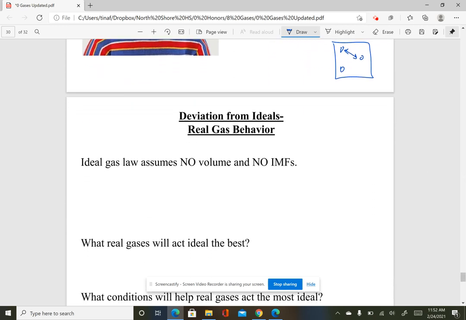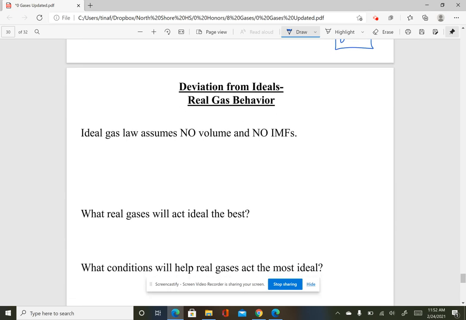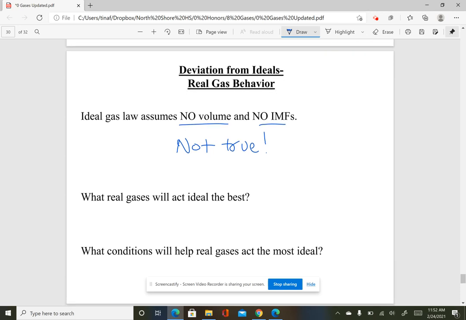Okay. All right. So real gases don't always follow this behavior. Like I said before, it's not true that they don't have IMFs. It's also not true that they don't have volume. All matter has volume. So these are two parts of the theory that are not necessarily true, but these assumptions make our calculations easier. What would make a real gas behave the most ideally?